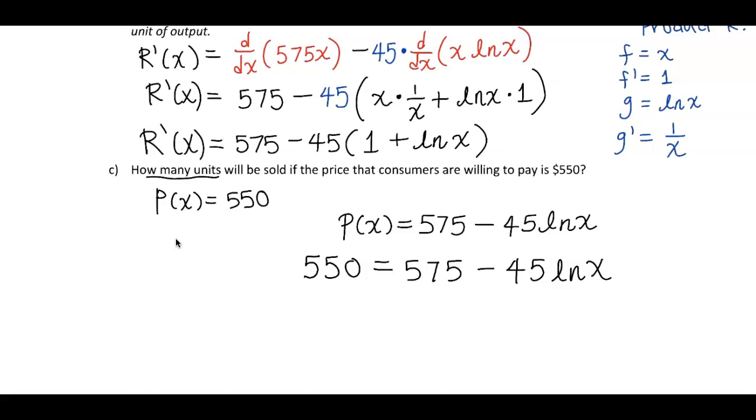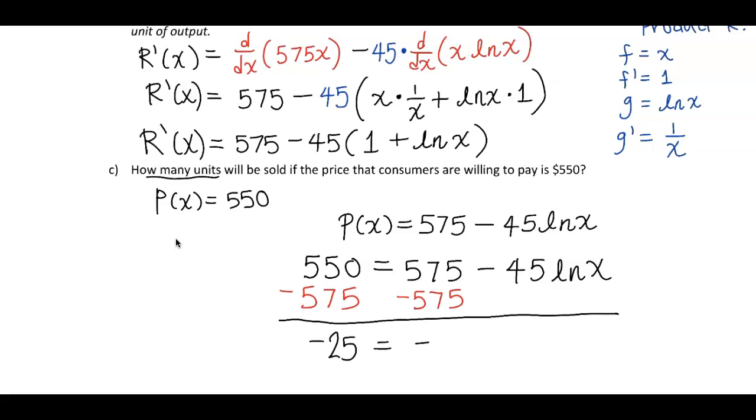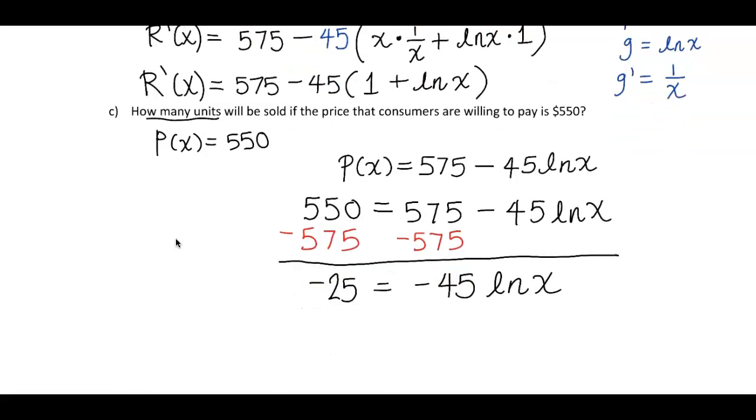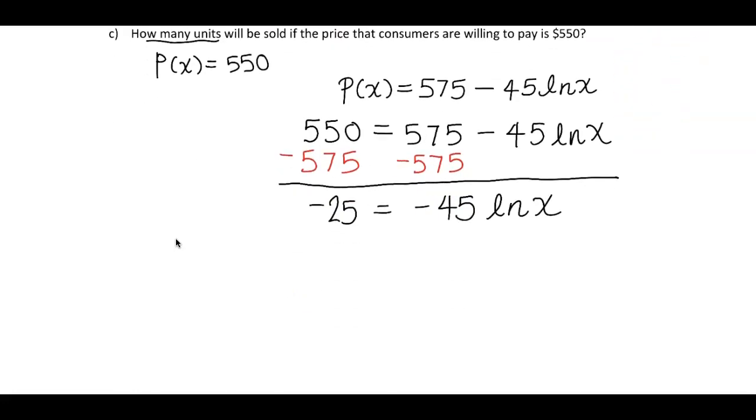So let's solve this. First, subtract 575 from both sides. If my math is right, it's been a long day, you guys. I will get negative 25 equals negative 45 natural log of x. I will divide both sides by negative 45 now. Negative divided by negative gives me positive, and we can simplify that fraction to 5 over 9. And that equals natural log of x.